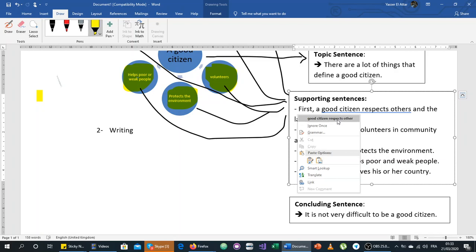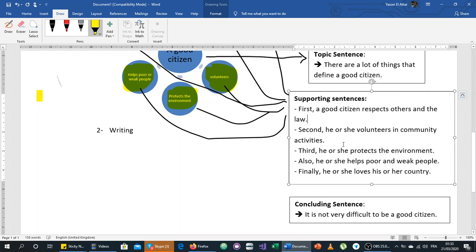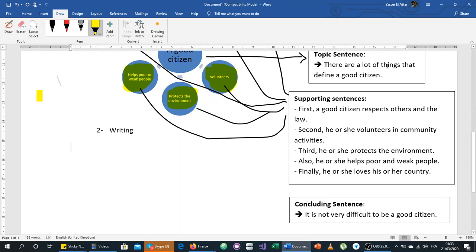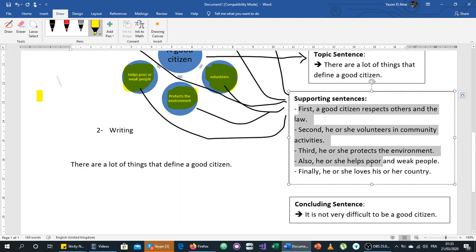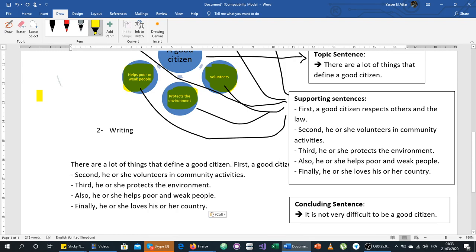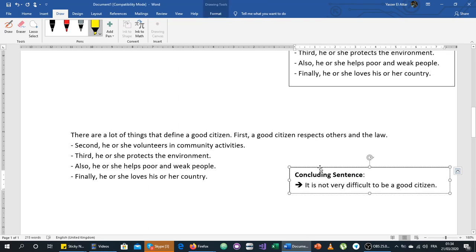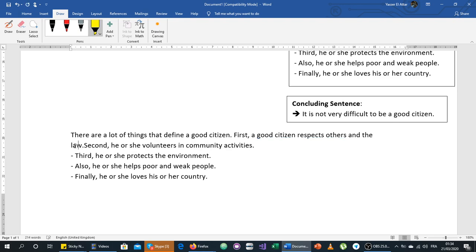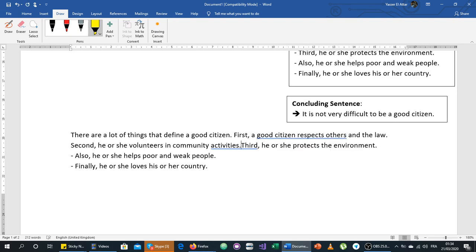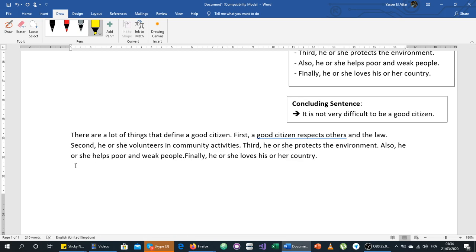Good citizens respect others. So these sentences, we are going to put them in one paragraph like this. But remember, one paragraph should be one paragraph, not a list like this one. It should be something like this. You do not go back to the line after you finish one sentence. You continue in the same place. Then the final sentence is this one.